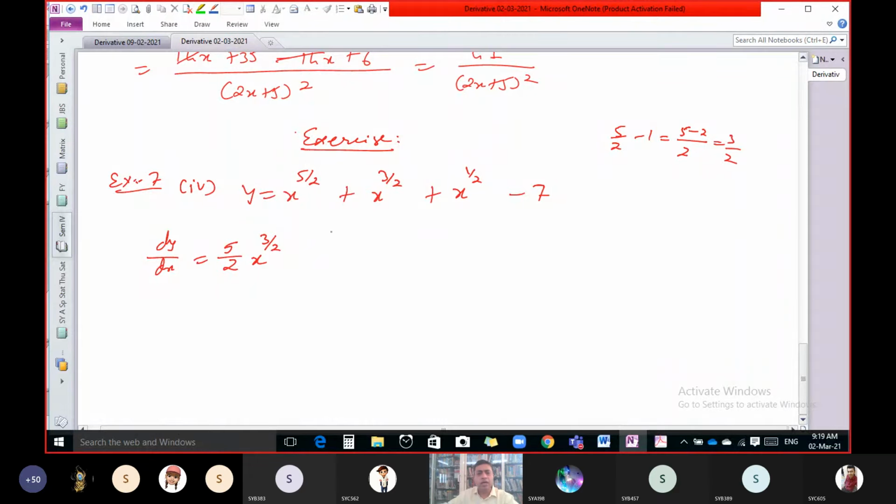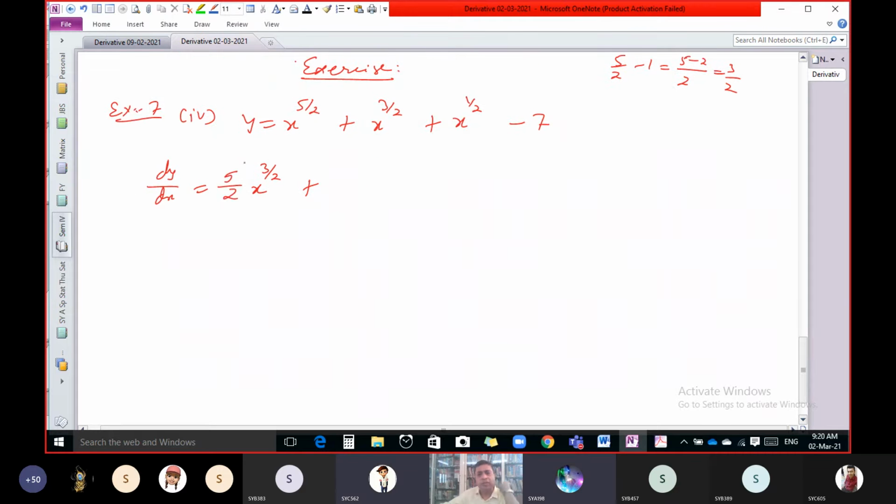Correct. Now plus. What is the derivative of x raised to 3 by 2? 3 by 2 x raised to 1 by 2. Yes, 3 by 2 x raised to 1 by 2. Plus. What is the answer for x raised to 1 by 2? 1 by 2 into x raised to 1 by 2 minus 1. Correct, minus 1 upon 2.